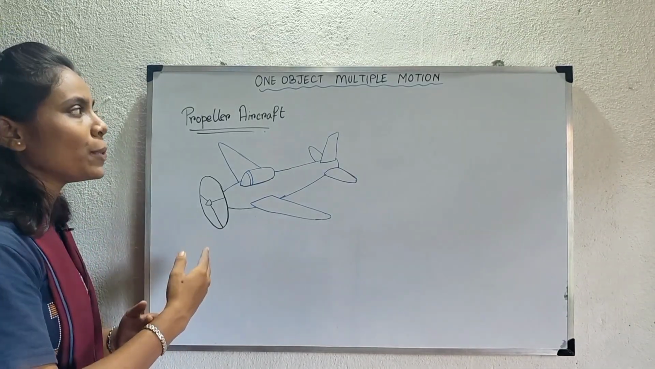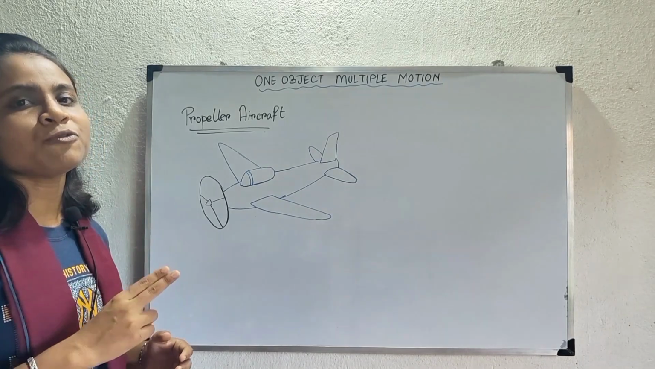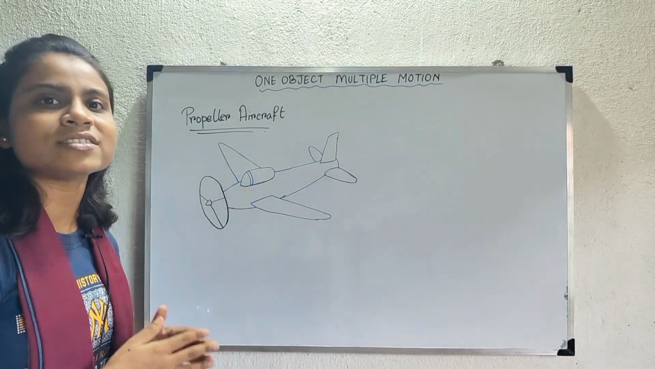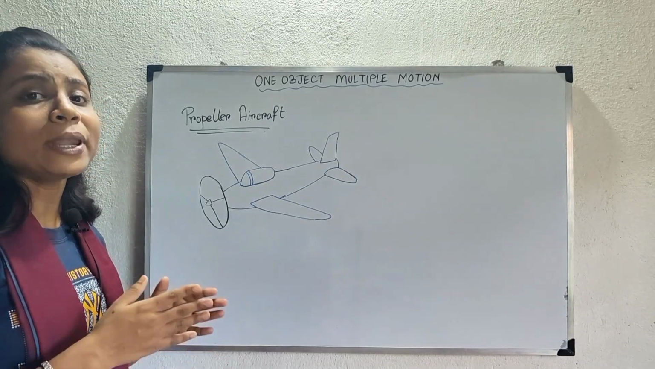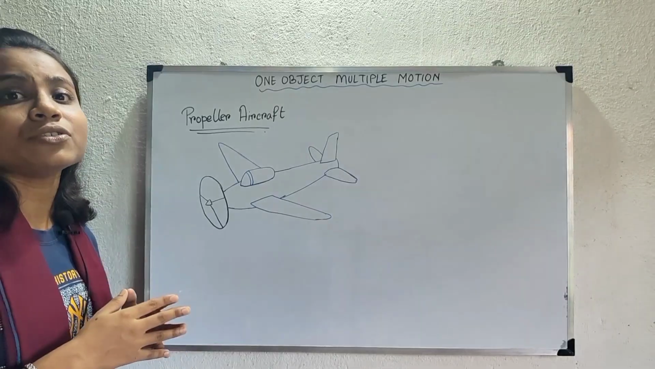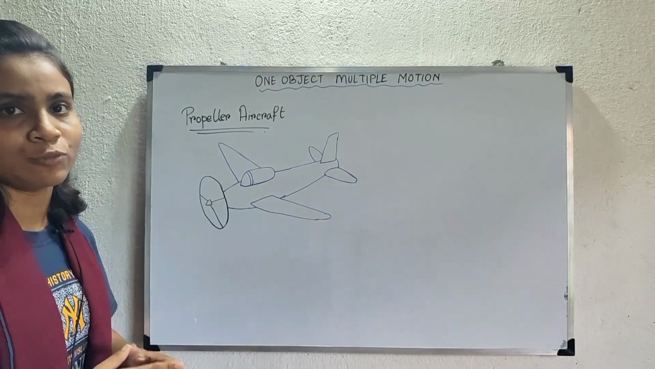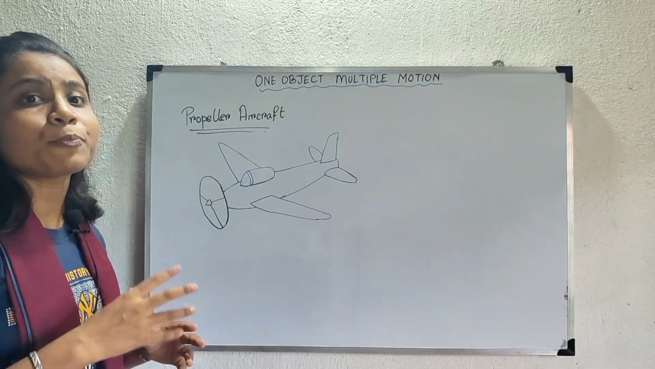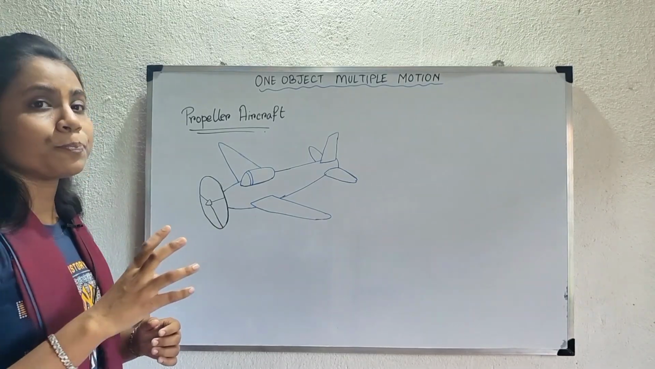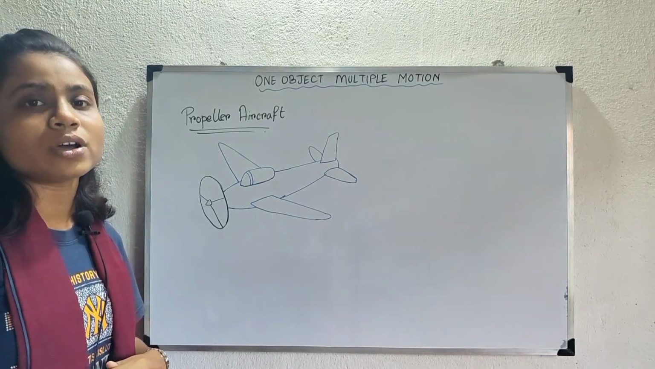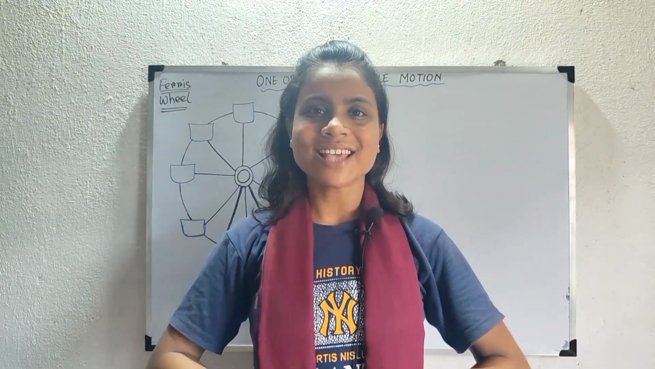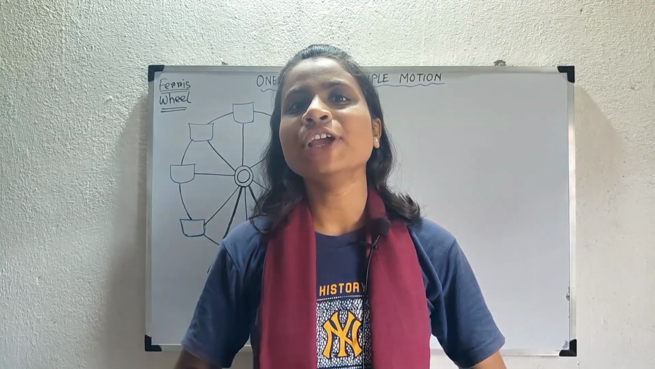Thus, in case of a propeller aircraft, two types of motion are observed. One is translatory motion or translational motion, because the plane as a whole moves forward, and the other is the rotatory motion or rotational motion, which is shown by the propeller in front of the airplane, where the propeller rotates about a fixed axis. The last example is a Ferris wheel.